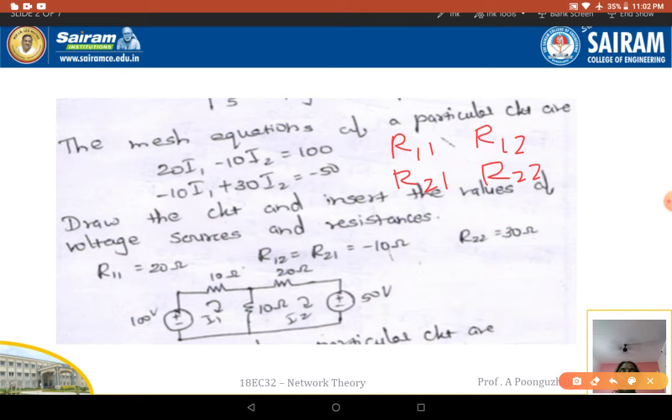So now after writing these values, R11 is 20 ohms, R12 is equal to R21 is equal to minus 10, and R22 is equal to 30. What does this minus represent? The currents flowing through these shared resistances are in opposite directions.